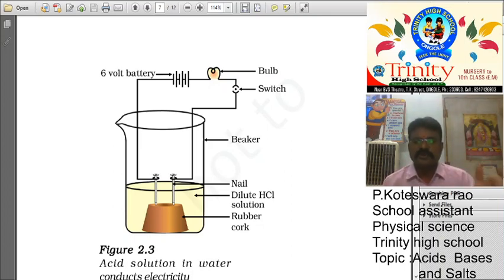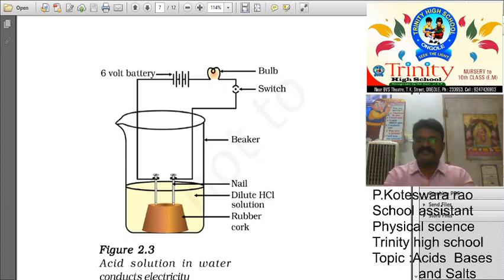HCl and H2SO4 can attribute H plus ions. What are the remaining two? Alcohol and glucose. They do not attribute H plus ions. That's why in those two conditions the bulb is not glowing. Here, this is the total arrangement of current. What is current? The flow of electrons is called current.